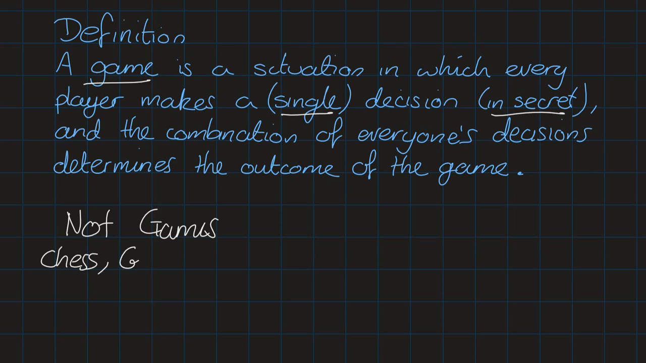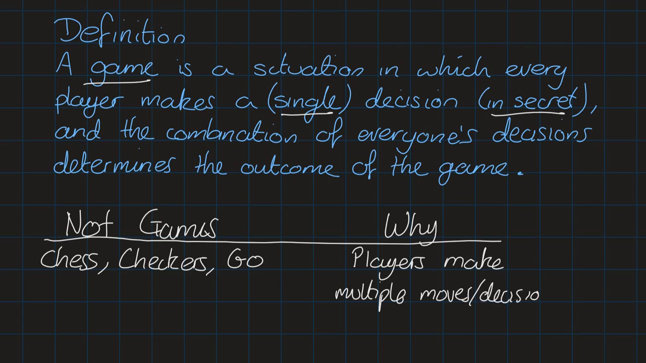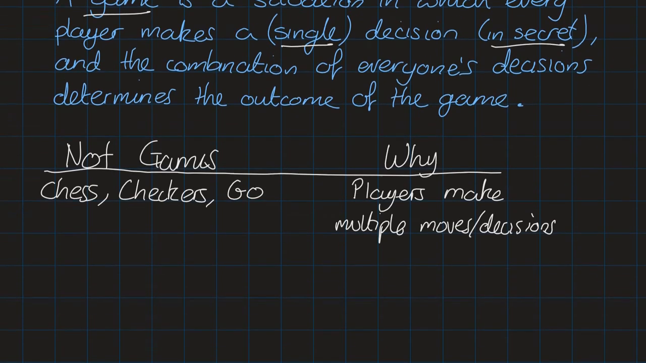Chess, checkers, Go. And why are they not games? Well, these are not games because players make multiple decisions. It's not just one move which determines who wins a game of chess, checkers, or Go. You take turns. I make a move, you make a move. And that sort of situation is a different type of game. We won't be considering these situations in this module.